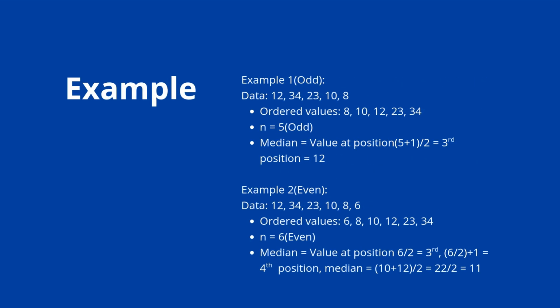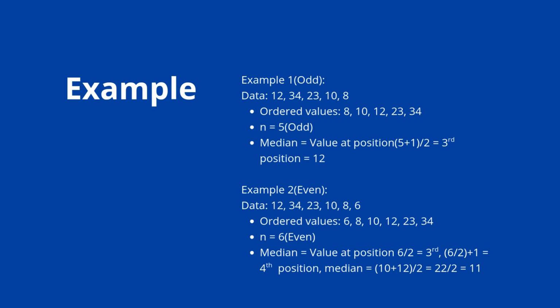Here is the first example, for an odd number of values. We have 5 numbers in total: 12, 34, 23, 10, 8. First we order this data: 8, 10, 12, 23, 34. Now we have a total of 5 numbers, so we calculate the position of the median: 5 plus 1 divided by 2 equals 3. The third position is 12. So the median is 12.